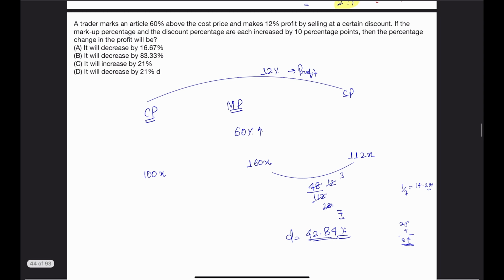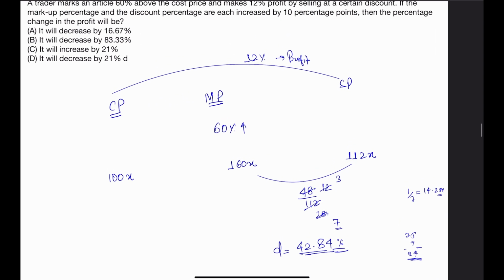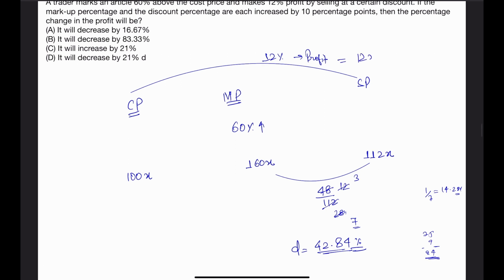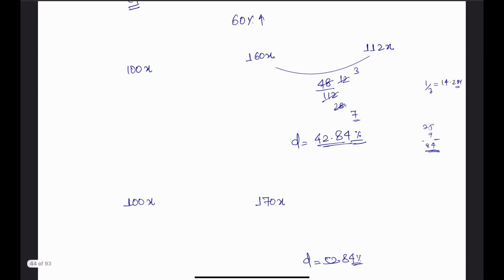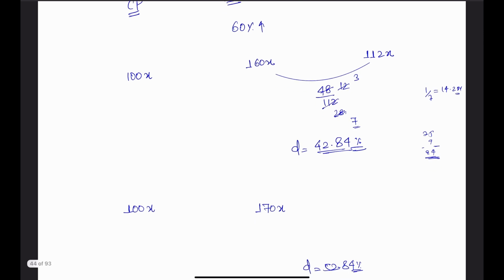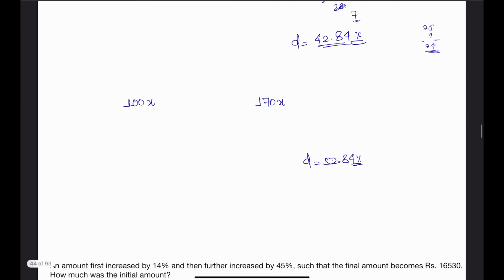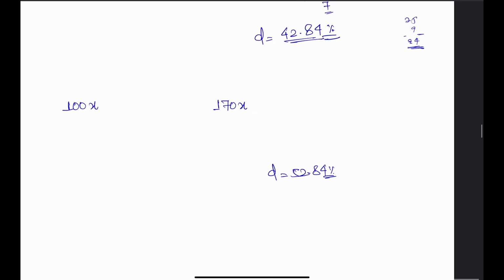Wait, what is the question asking? Then the percentage change in the profit. Percentage change in the profit. So the earlier profit will be how much? Earlier profit will be 12x, right? So it will be on the selling price, right? Am I making any mistake over here or what? Okay, let's go ahead. Yeah, now my discount is 52%.